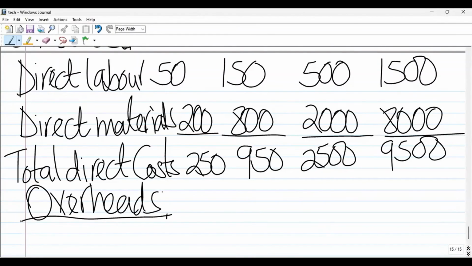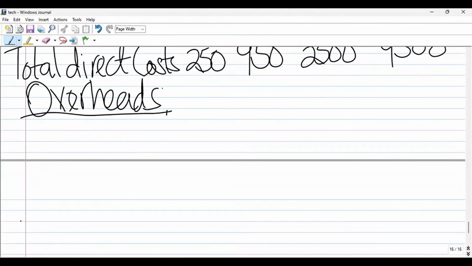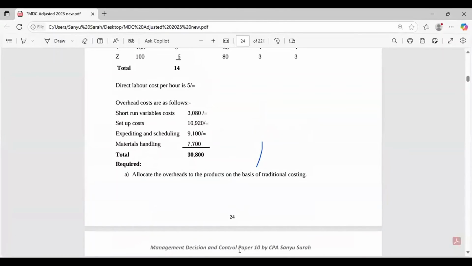So with the ABC system, we believe that each cost has its own cost driver. So we don't believe that all costs were caused by the same factor. So what we do, we list each cost separate. So I come under overheads, I go and I look at the question, which overheads were given. I list all of them. So you see, they gave you short run variable costs. I come and I show here, short run variable costs.